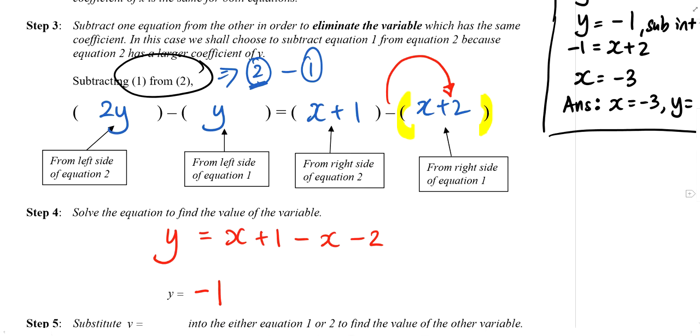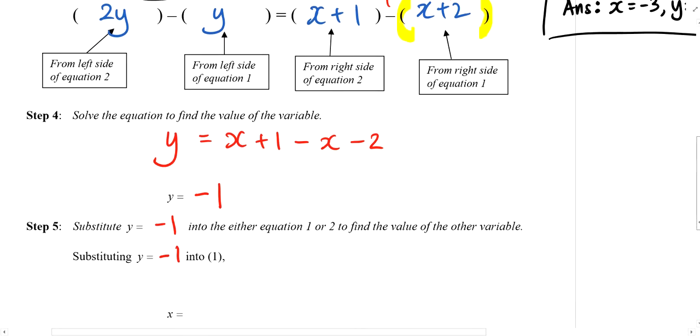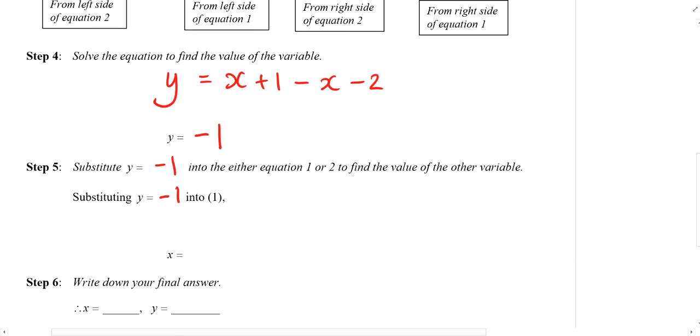So sub y equals negative 1 into either equation number 1 or equation number 2, up to you. So sub y equals negative 1 into equation number 1, and we get negative 1 equals x plus 2. So x must be negative 3.